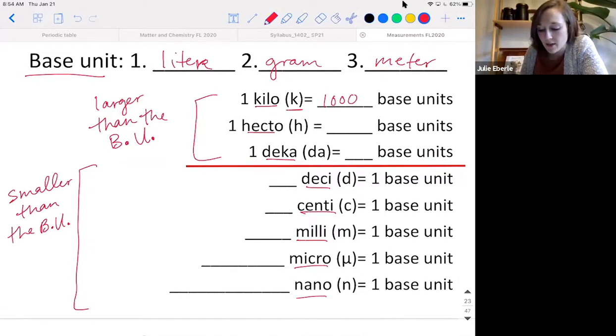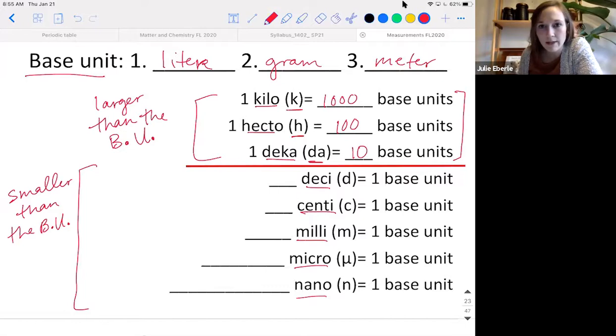All right, a hecto, we abbreviate with an H, is 100 of your base units. And a deca, well, we know a decade is 10 years. In the sciences as well, deca, which we abbreviate DA, lowercase, is 10 of your base units. So if I had a decaliter, that would be 10 liters. That's the three that are larger than your base unit. That's why it takes multiple of your base units to equal those physical quantities.